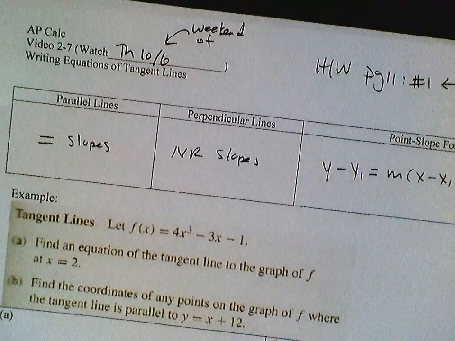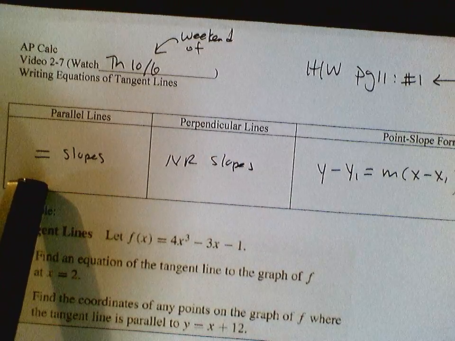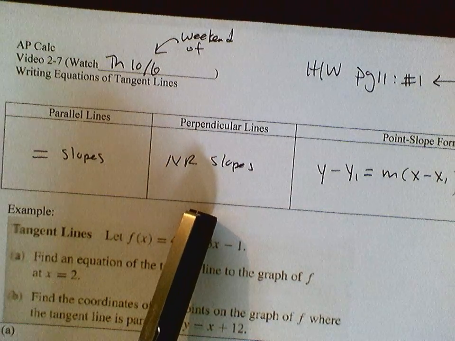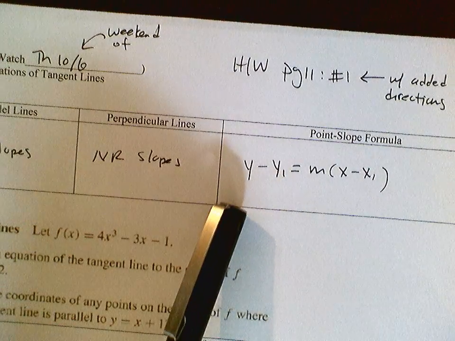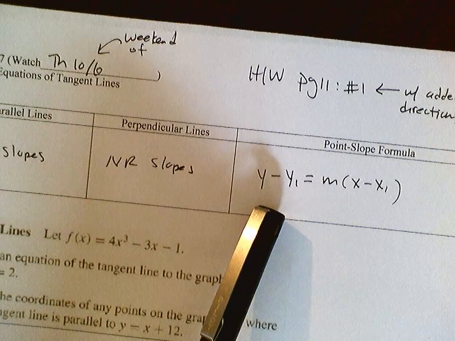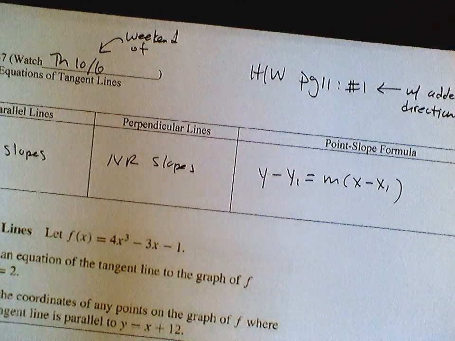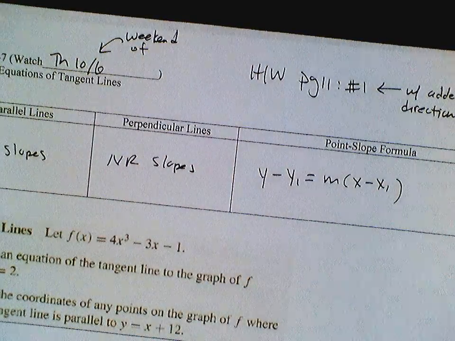Okay, guys, so before starting the video, I took the liberty of filling in these things because this is review. Parallel lines have equal slopes. Perpendicular lines have negative reciprocal slopes. And the point slope formula, which we're going to be using a lot from now on, is y minus y1 equals m times (x minus x1). That will allow you to write the equation of any line you want, given the slope of it and just one point on it.